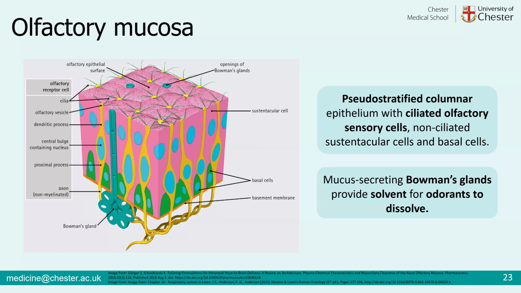We also have some glands here, Bowman's glands, and they secrete a substance which acts as a solvent for the odorants to dissolve in, which then aids them in interacting with the odorant receptor molecules that are on the cilia of those olfactory cells.